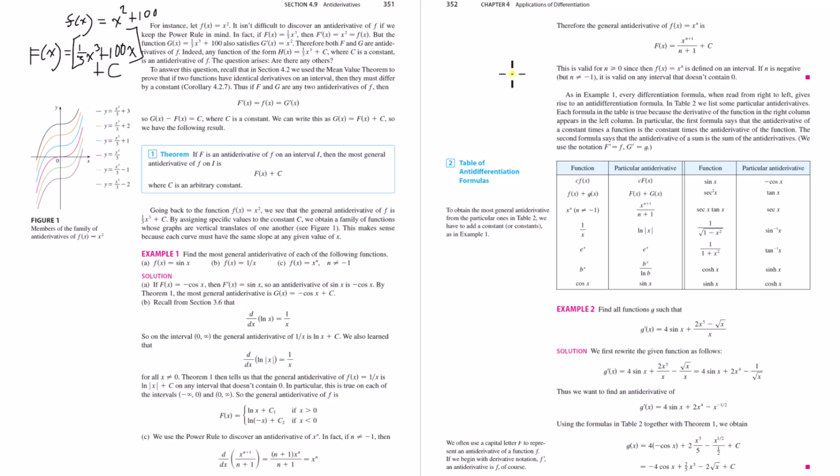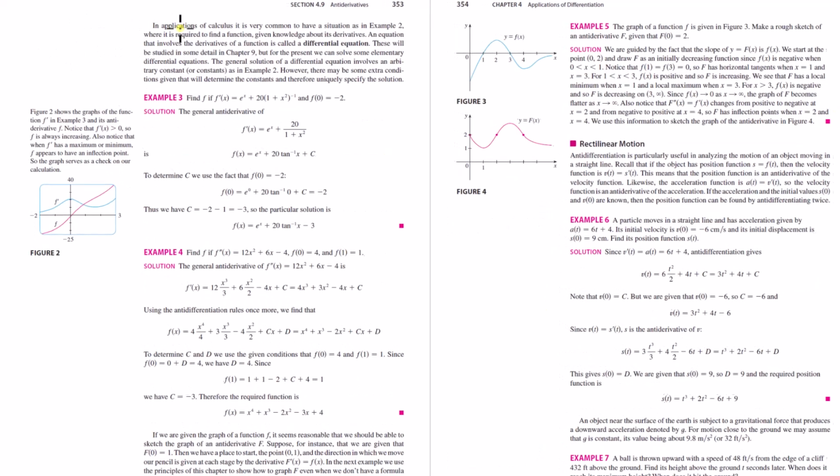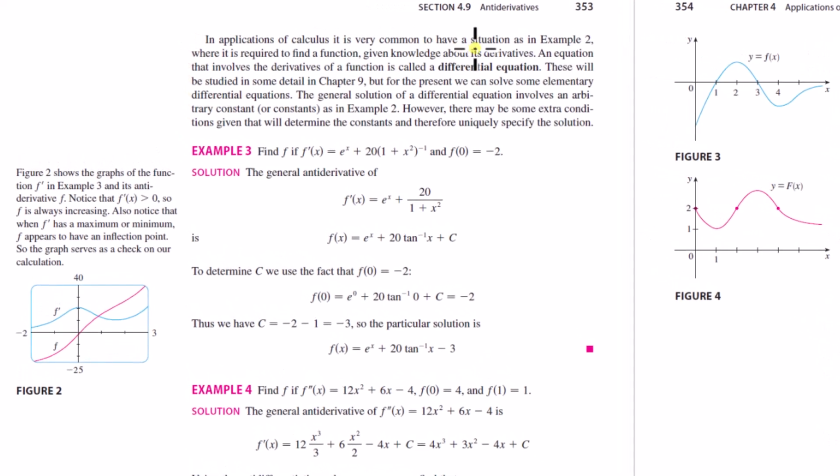Okay, so here's the general antiderivative. If you're doing the reverse power rule, they give other antiderivative rules here. I don't want to get into all this. It says in applications of calculus, it is very common to have a situation, as in example 2, where it is required to find a function given knowledge about its derivatives. An equation that involves the derivatives of a function is called a differential equation. These will be studied in some detail in Chapter 9, but for the present, we can solve some elementary differential equations. The general solution of a differential equation involves an arbitrary constant.